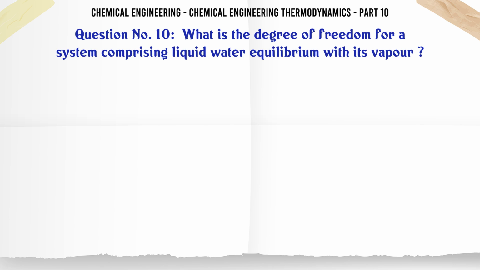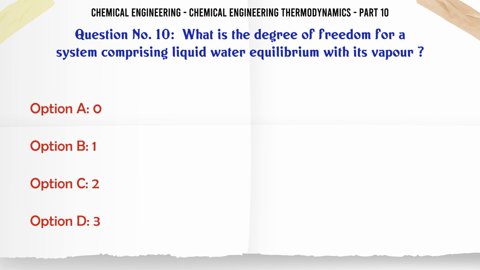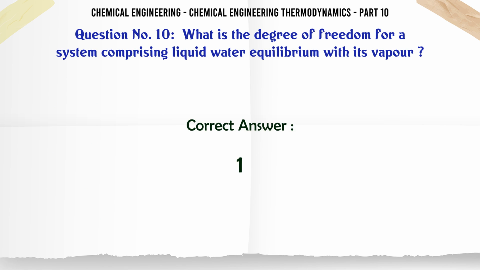What is the degree of freedom for a system comprising liquid water in equilibrium with its vapor? A. 0. B. 1. C. 2. D. 3. The correct answer is 1.